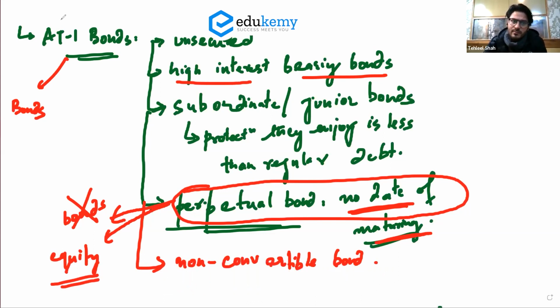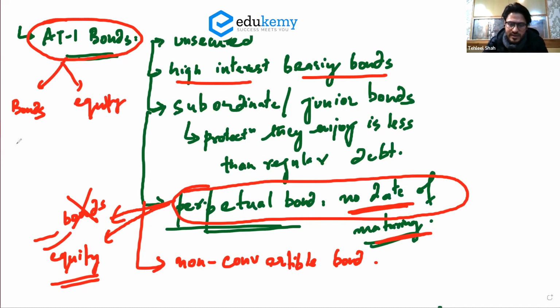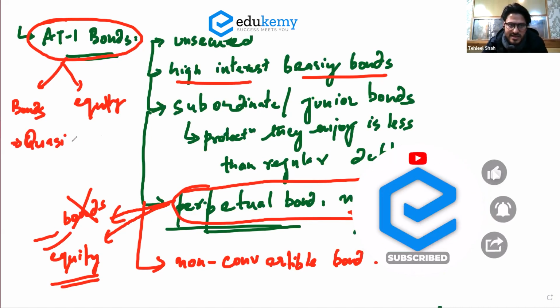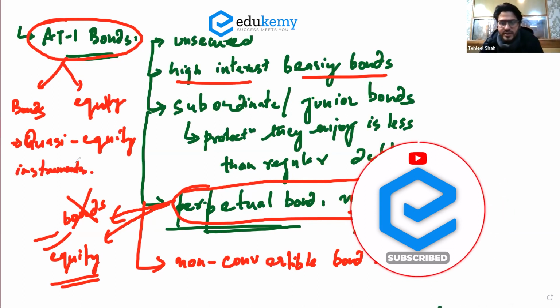Now, since these are bonds but they are having the feature of equity as well, therefore these bonds have both the feature of bonds as well as equity, and therefore they are considered as quasi-equity instruments.